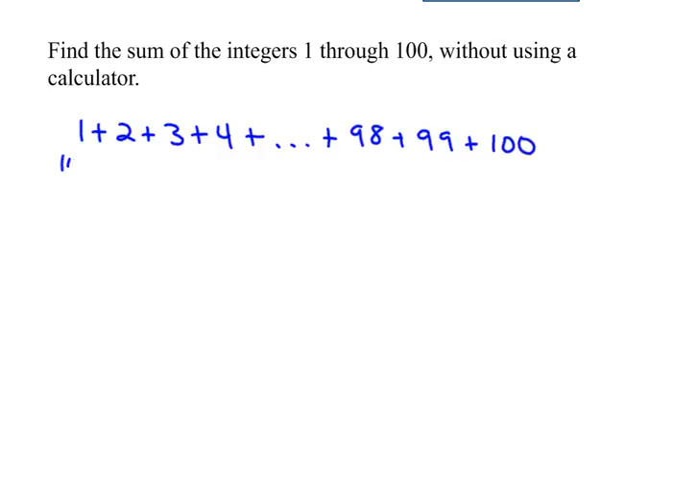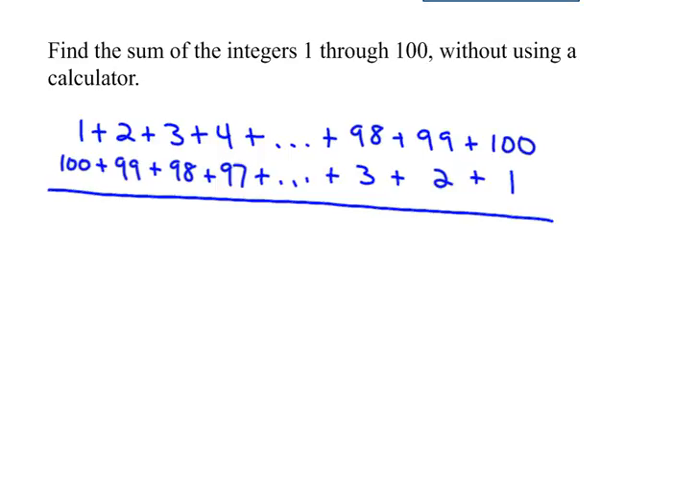He said 100 plus 99 plus 98 plus 97 plus ... plus 3 plus 2 plus 1. And he intentionally wrote the backwards series directly underneath the forward series. Because when we add each of these together, 1 plus 100 is 101. 2 plus 99 is 101. 3 plus 98 is 101. 4 plus 97 is 101.